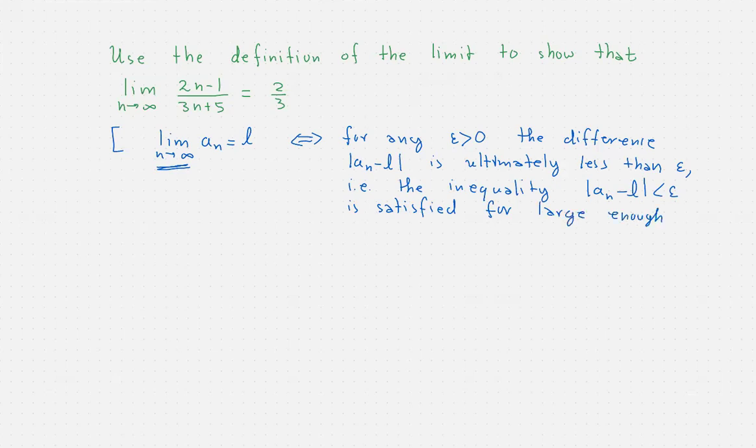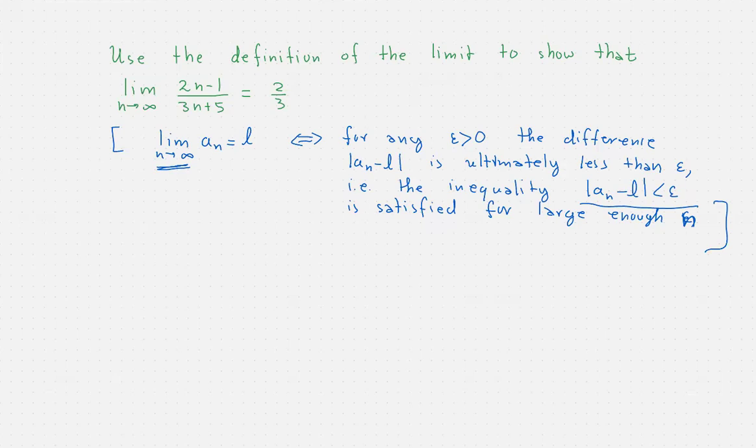Practically, this means, at least for simple examples, that you start with this inequality and then you solve it, as we might say, and isolate n on the left-hand side of an inequality that says that n is greater than some quantity. We will see how this is done in this particular example.